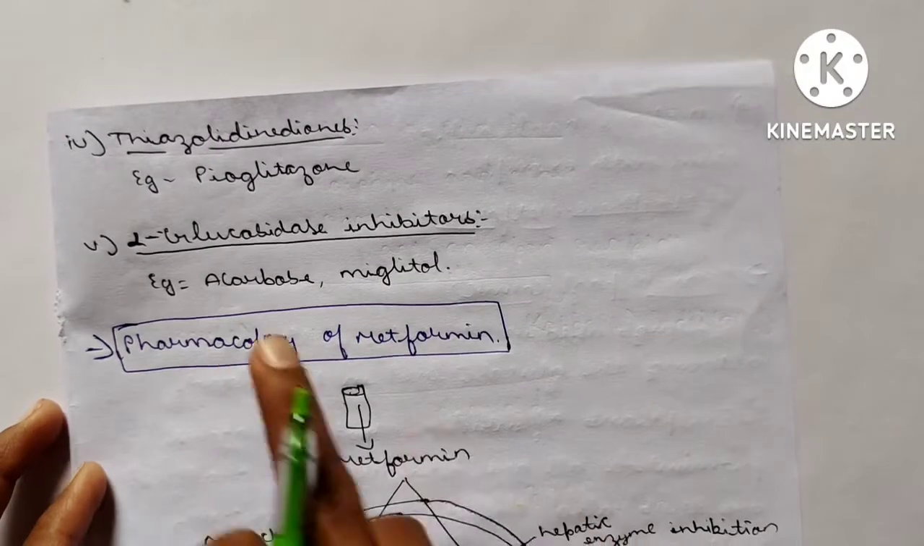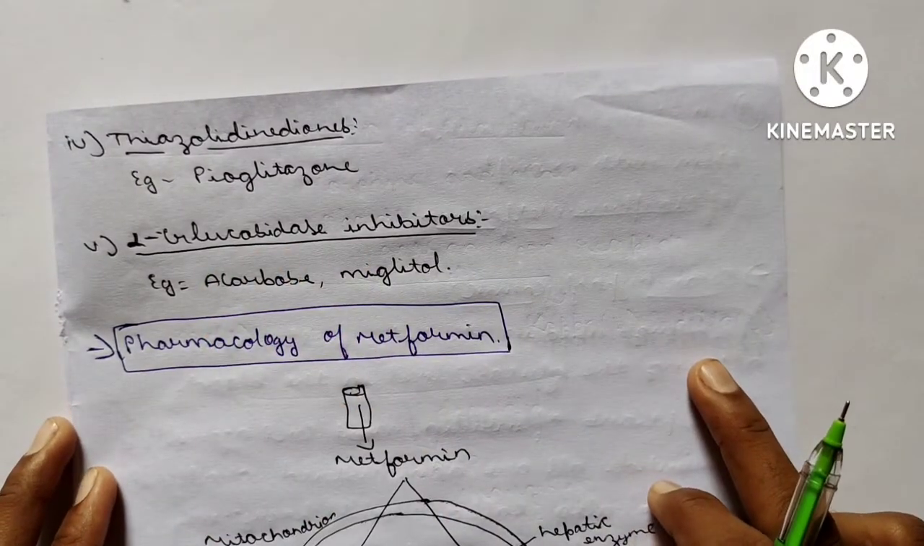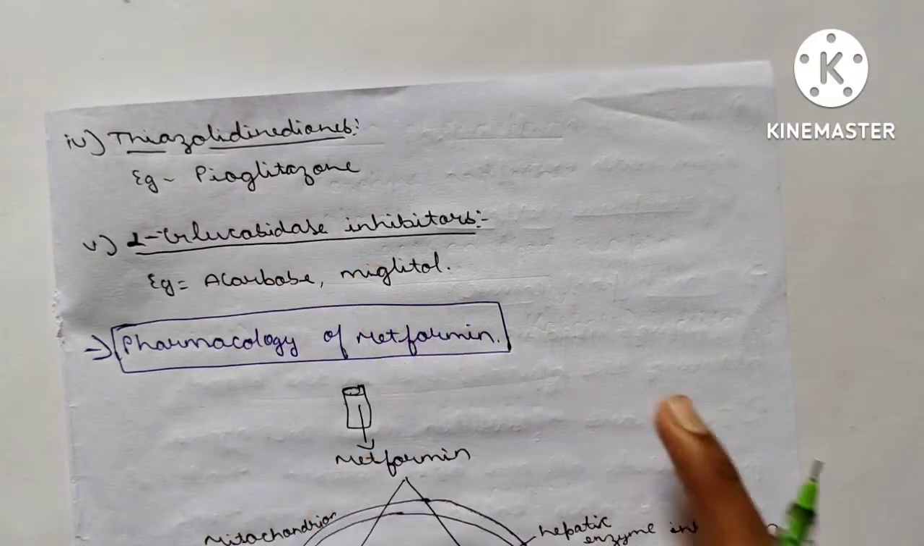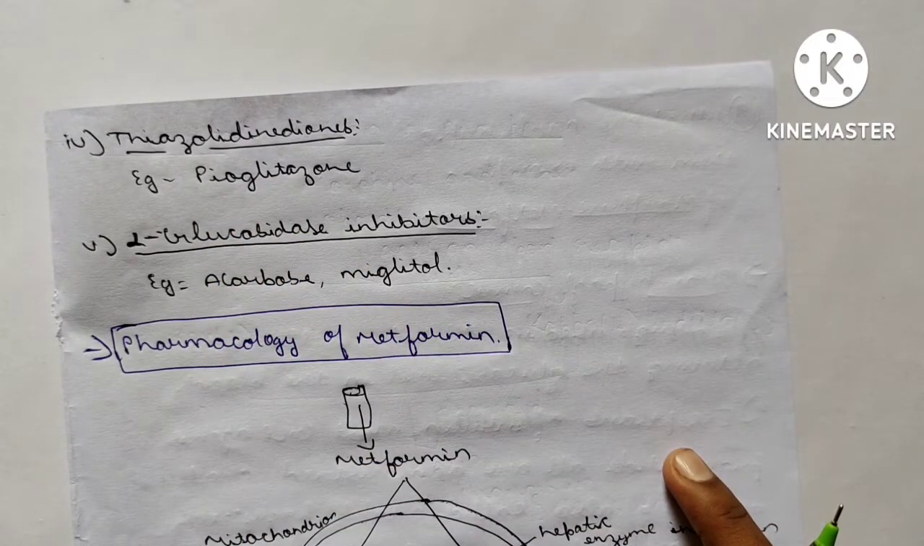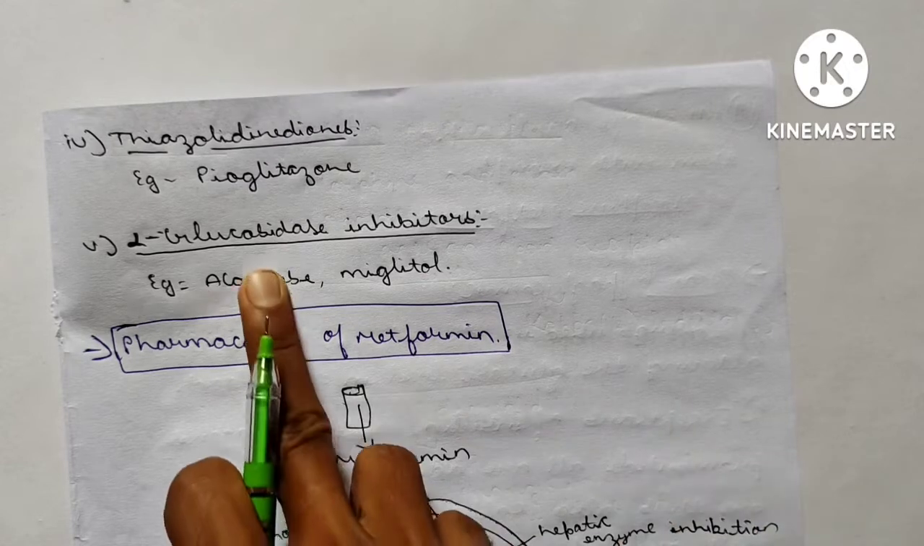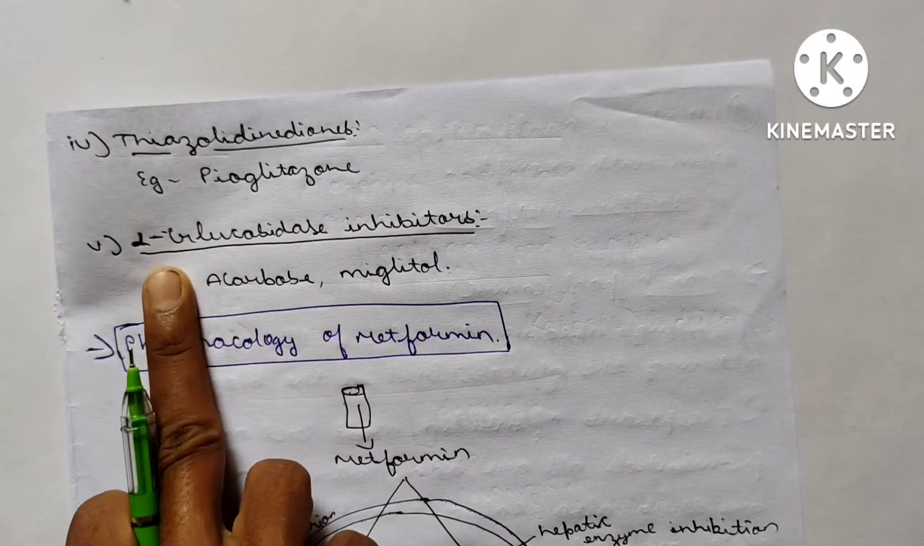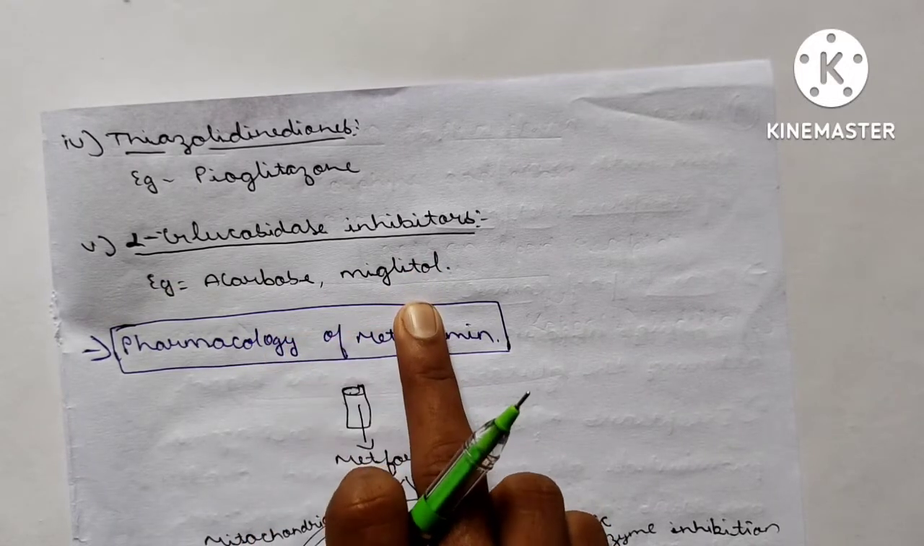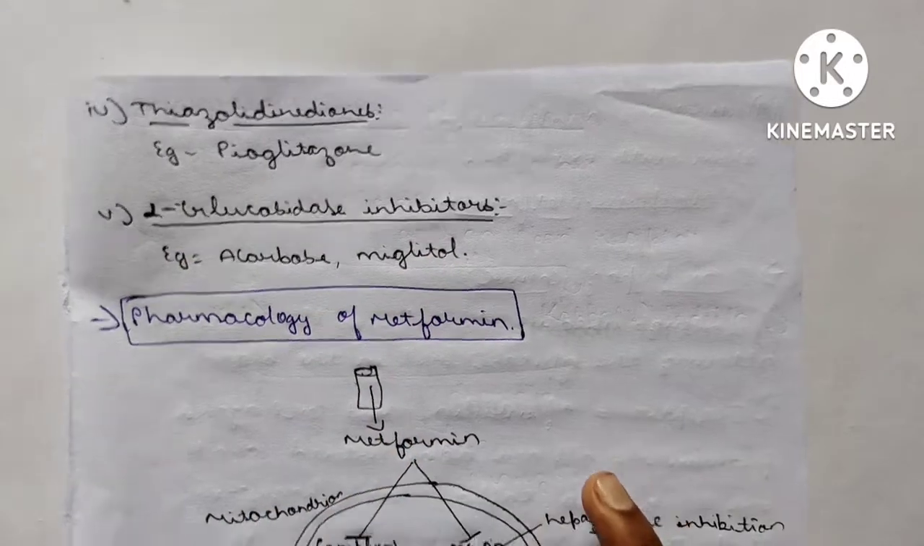One more is there, thiazolidinediones. Very complicated words here. The example is pioglitazone. Next, alpha glucosidase inhibitors, acarbose and voglibose. Pharmacology of metformin, very simple.